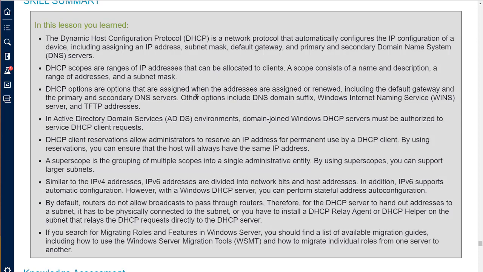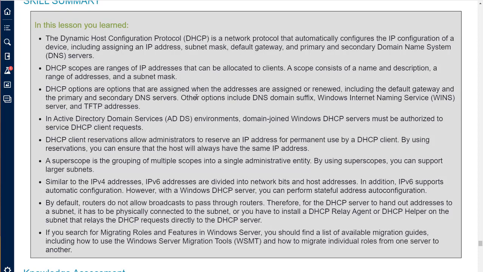Similar to IPv4, IPv6 addresses are divided into network bits and host addresses. In addition, IPv6 supports automatic configuration. However, with a Windows DHCP server, you can perform stateful address auto configuration. By default, routers do not pass broadcasts through. It just doesn't happen. Therefore, for the DHCP server to hand out addresses to other subnets, it has to be physically connected to the subnet somehow. Or you have to install a DHCP relay agent.